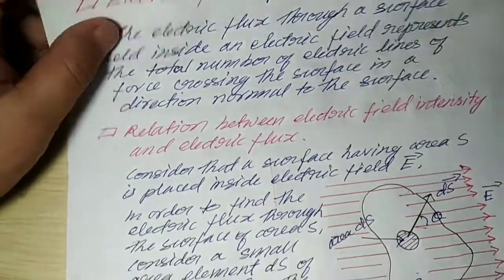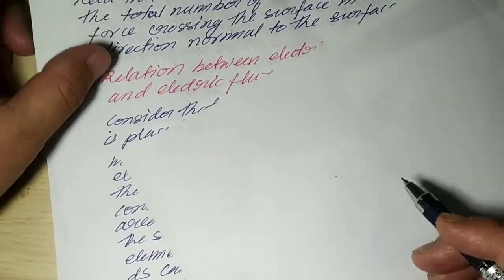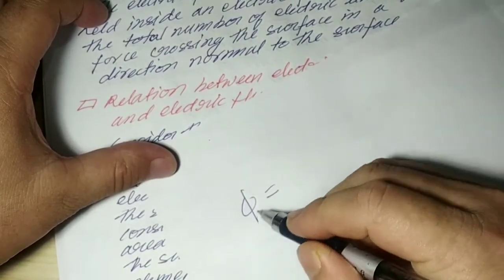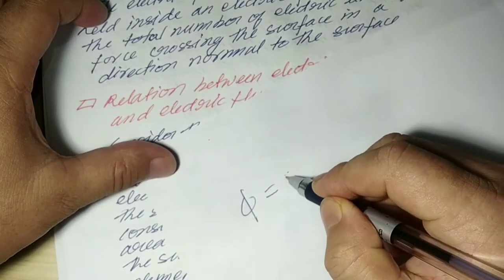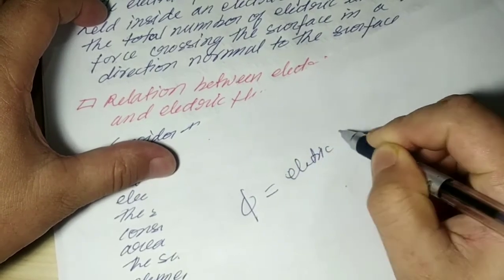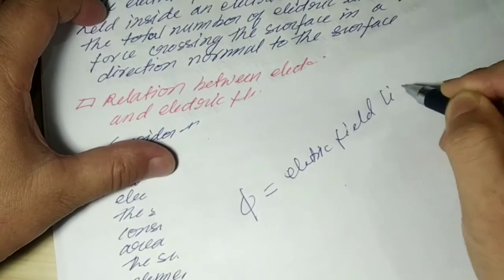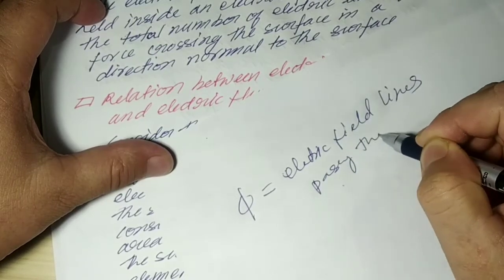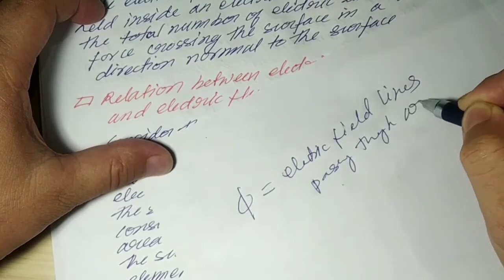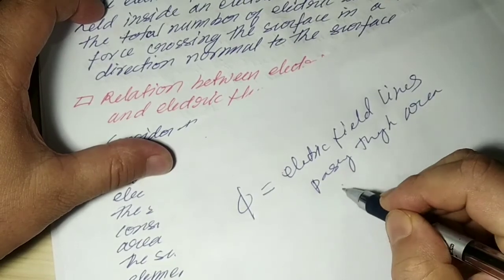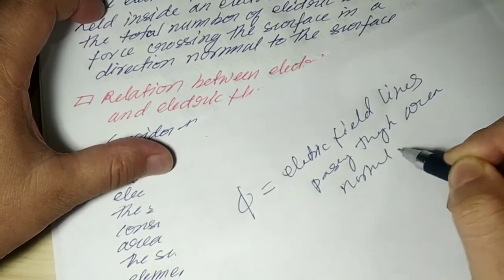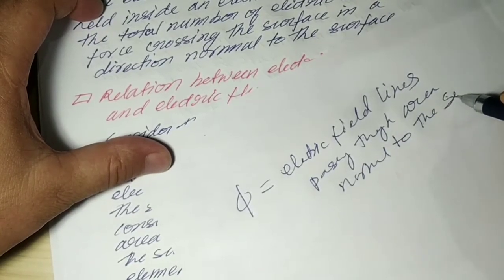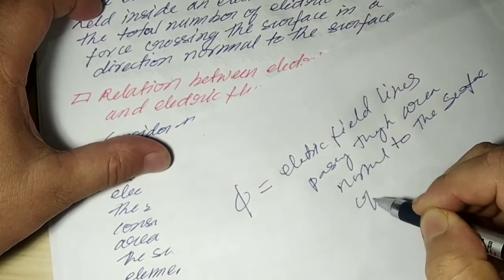Now, it is denoted by phi. Phi, the electric flux, is equal to the electric field lines passing through the area normal to the surface of that area.